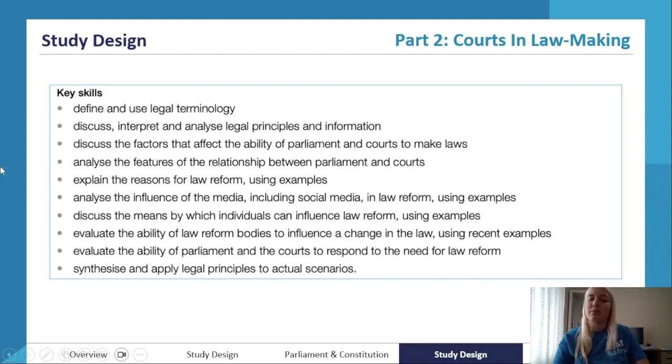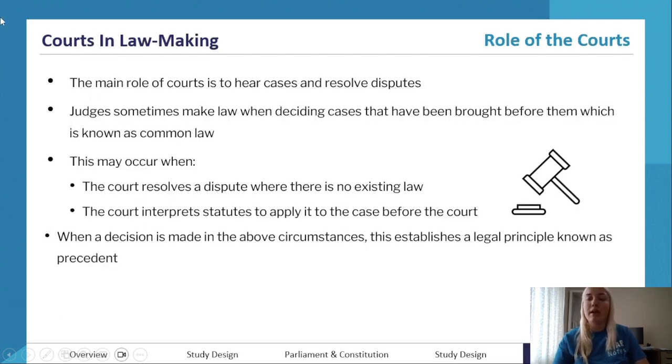And again, your key skills dot points with the types of questions you need to be able to answer. So, what is the role of the courts? The main role is, of course, to hear cases and resolve disputes. We just learned about something additional in Unit 4, Area of Study 1, which includes resolving disputes between Parliament, constitutional interpretation, and new roles that you haven't looked at before.